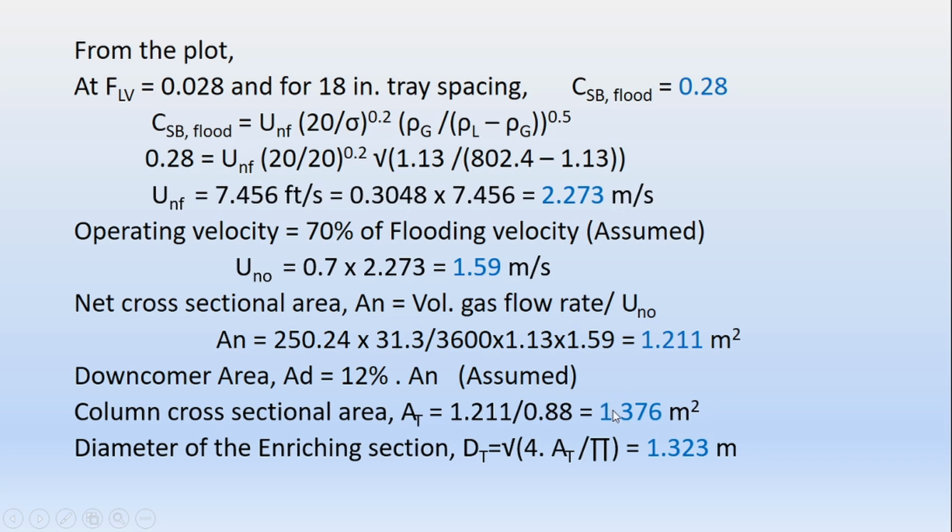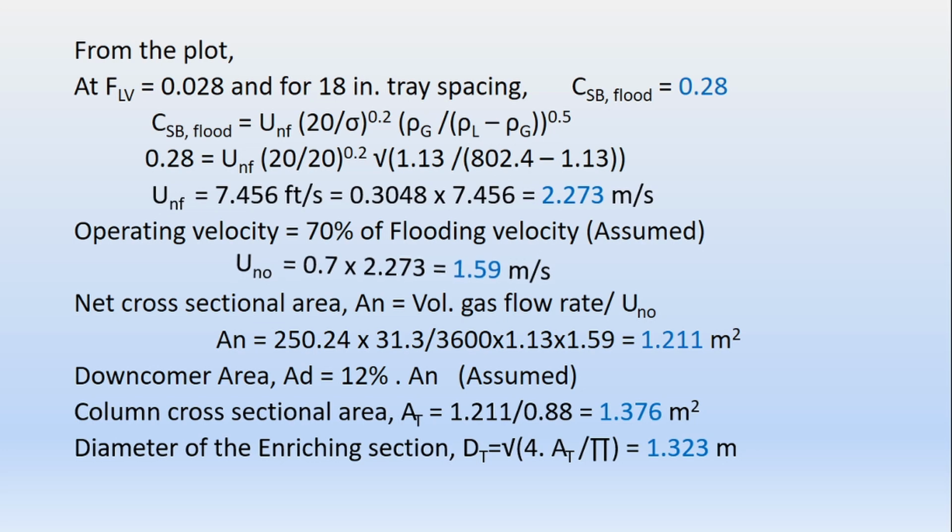So once the cross-sectional area of the column is known, we can find out the diameter of the enriching section. We are doing all this for the enriching section, right? We have taken the data for the topmost gas flow rate, G, and the D value, right? So in the enriching section of this column, we got the diameter value as 1.323 meters. This is the column enriching section diameter. So the topmost part of the column above the feed plate is roughly 1.323 meter.